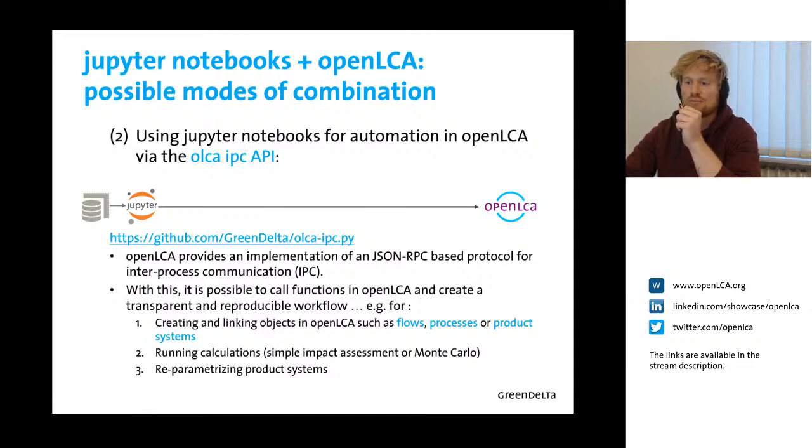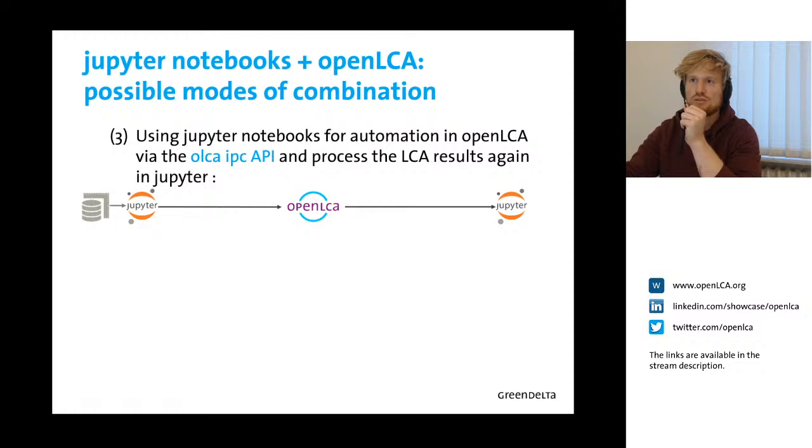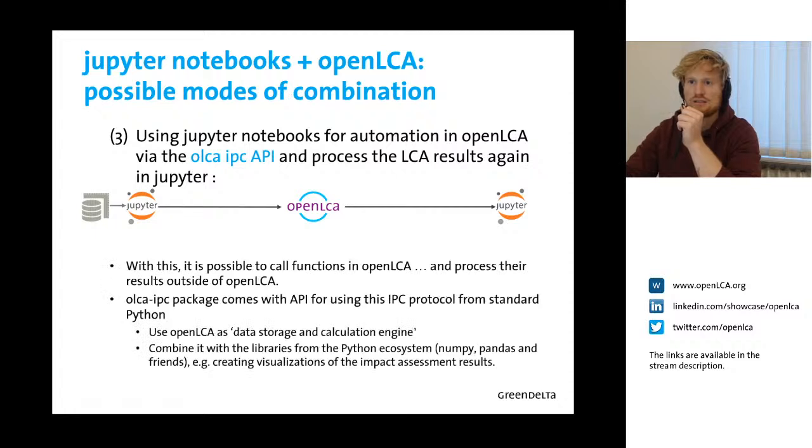I think the third and probably most efficient way of combining Jupyter Notebooks and openLCA is having a full circle, so to say. So you start in Jupyter Notebooks and write some code for your approach or for your automation purposes, and use openLCA only as data storage and calculation engine. And then the output you can use again in Jupyter and make use of the Python ecosystem.